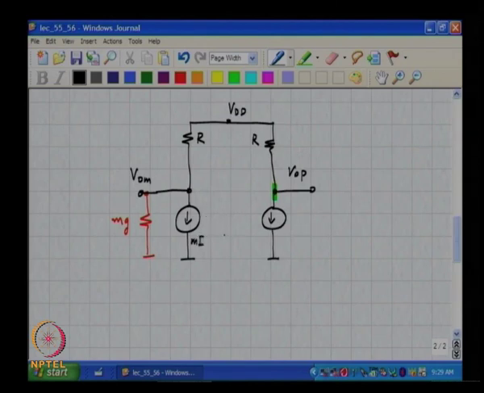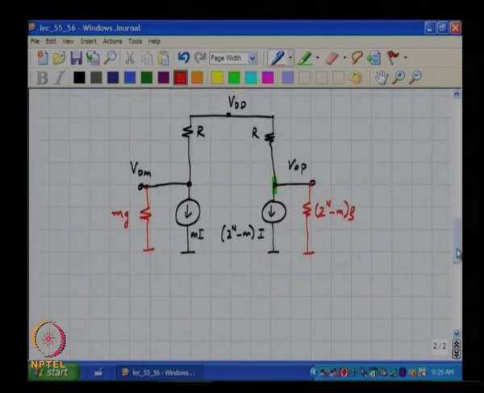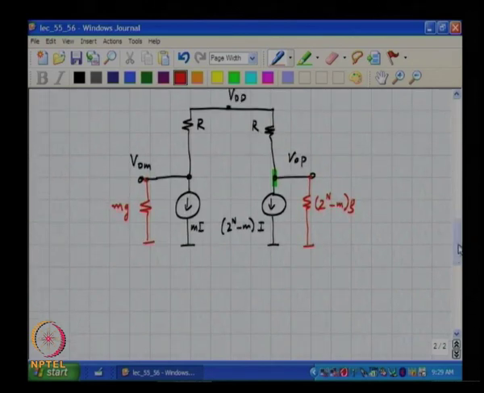So, the output voltage, this is m I, and this is 2 to the n minus m times I, and this conductance is 2 to the n minus m times g. So, you can convert this into a Norton equivalent, right, and okay. So, I am not going to go over the details of the calculation here, I think you can do it yourselves.